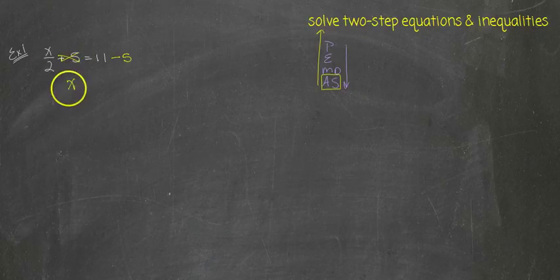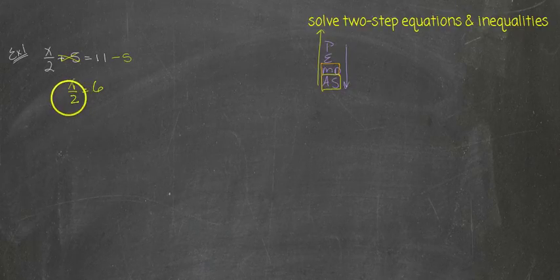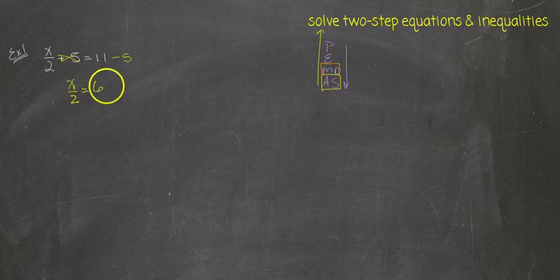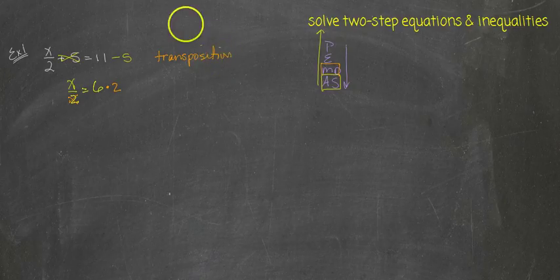So I have x over 2 left on this side, equals 11 take away 5, which is 6. Now I have no more addition or subtraction. I can move on to multiplication and division, and the multiplication property of equality says that if I do the inverse operation of divide by 2, which happens to be multiply by 2, to both sides, it'll disappear on this side. By the way, this process that I use is called transposition, the transposition method.